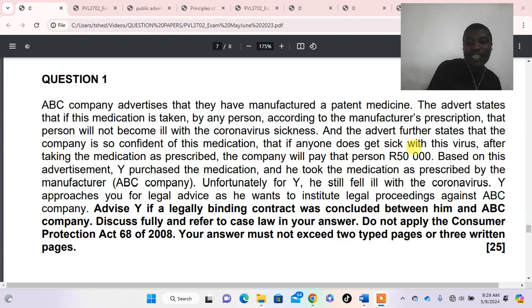So the nature of the contract is stated very clearly that anyone who gets sick with this virus after taking the medication will be compensated 50,000. They never said women. They never said old age. They said anyone. So this offer is for everyone, right? That's the first thing that you must read when you get this type of question: the nature of the contract, what the contract is about.